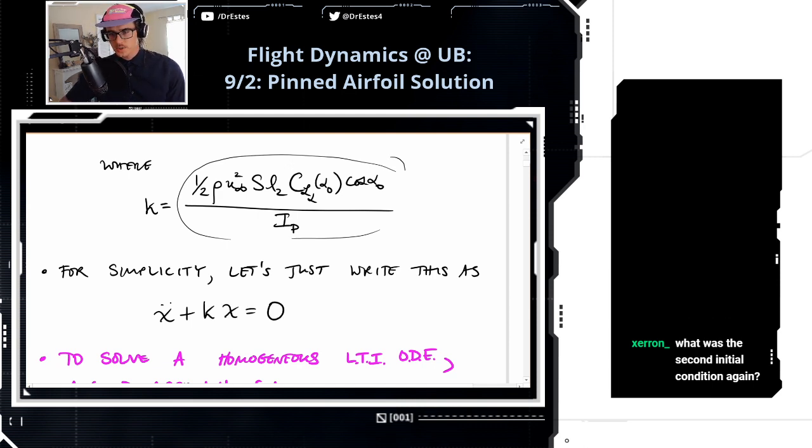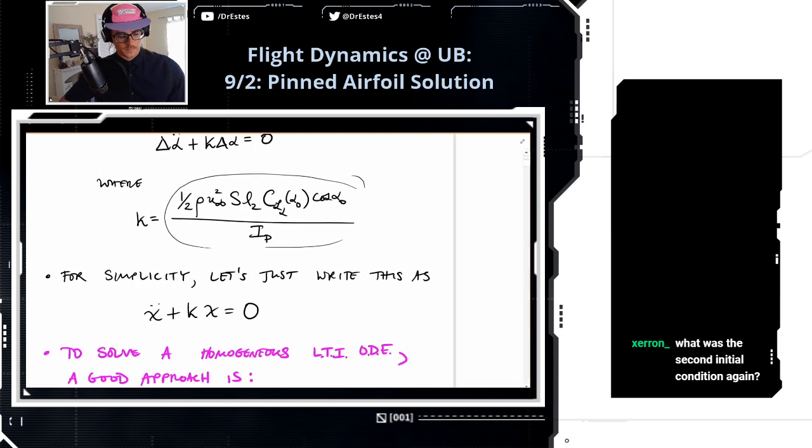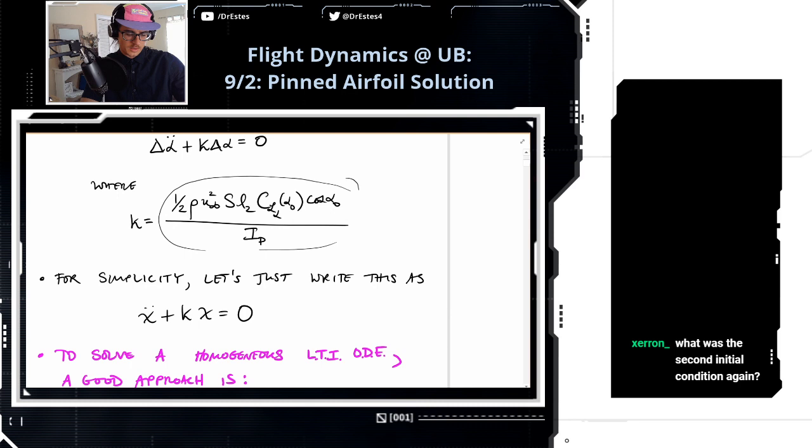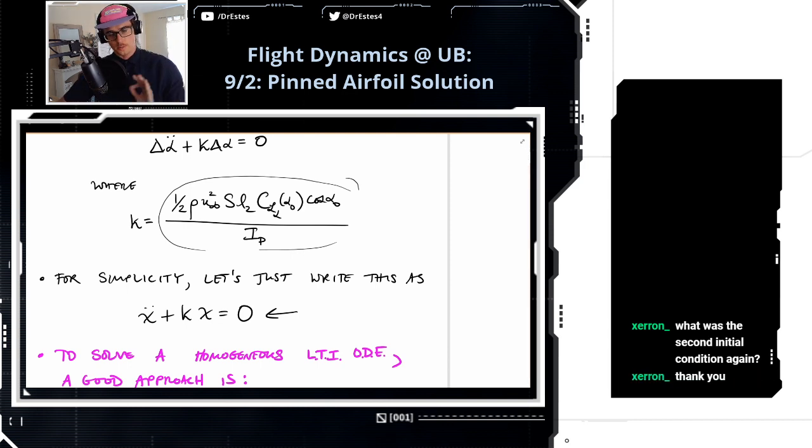What was the second initial condition again? Because it's a second order system, you need an initial position and an initial velocity. So the two initial conditions were the position and velocity. Well, angular position and angular velocity for this rotating airfoil. So we have the second order equation. Let's just write it as x double dot plus kx equals 0. A real familiar equation. So we're going to do a little bit of review here.